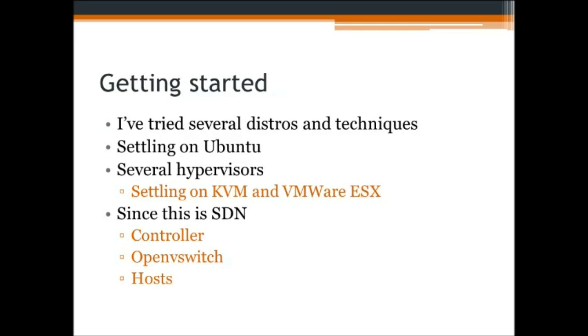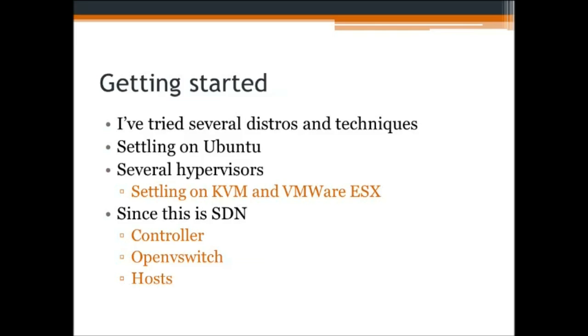Now as I said, I've tried lots of distros and techniques. I started off with Fedora and some Cent stuff. For my host, I'll probably go back to Cent because there are some very lightweight distros there. But right now I'm settling in on Ubuntu. And I've got two hypervisors that I'm working with, KVM, which is the open source hypervisor, and VMware's ESXi. And what we're going to do is build baremetal hypervisors, so this will not be desktop virtualization.